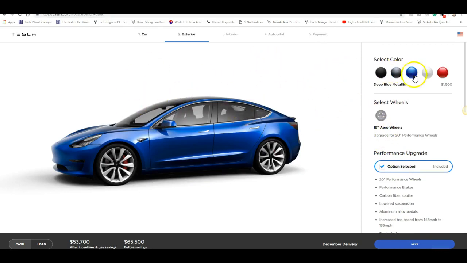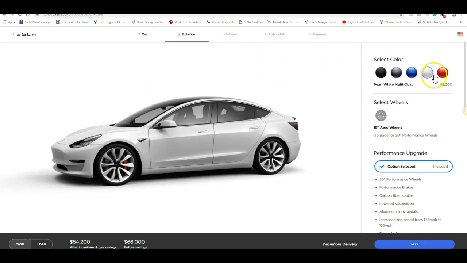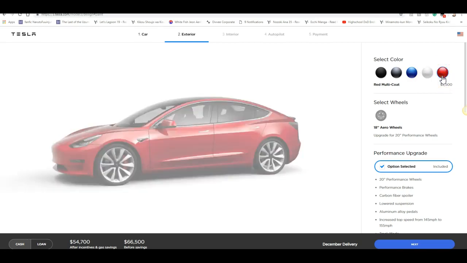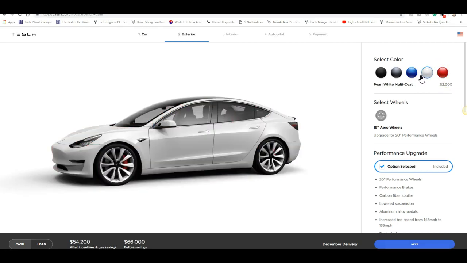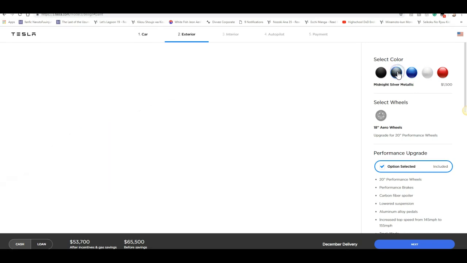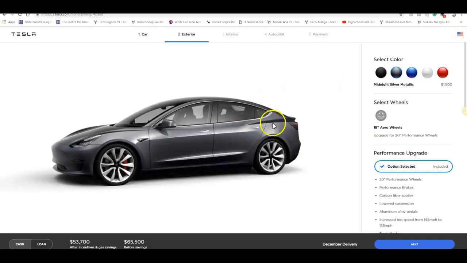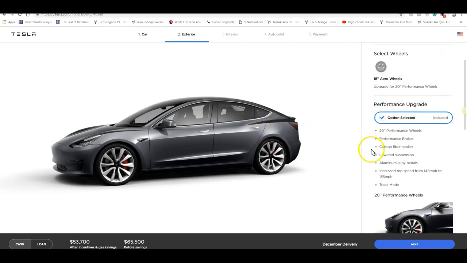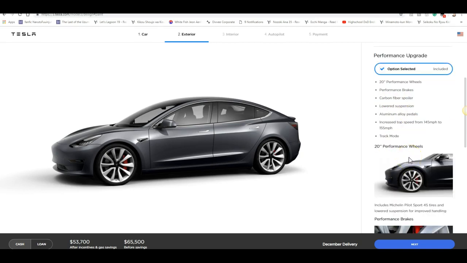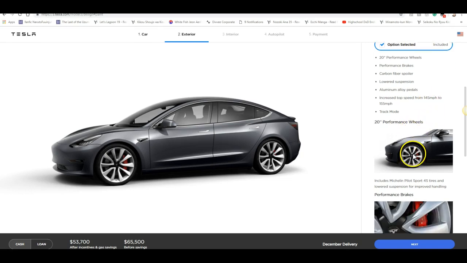now here's the options. We want to add stuff. We want a blue car, you want a white car, red. Which color would I get? I think I'll get a silver. Let's see what else they have. 20-inch rims, performance brakes, carbon fiber spoiler, increased top speed from 145 to 155.